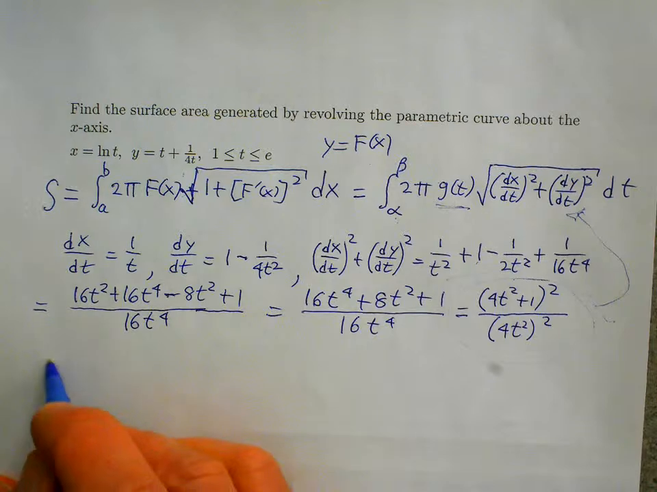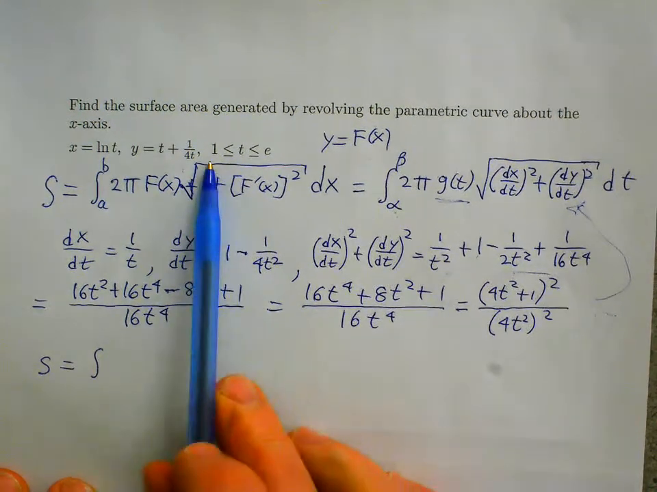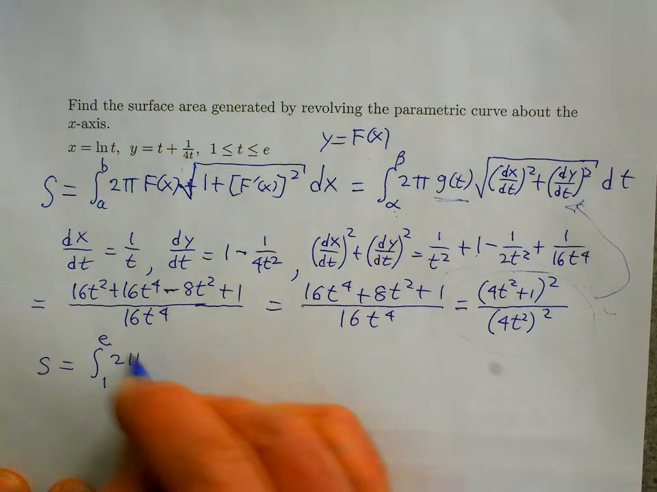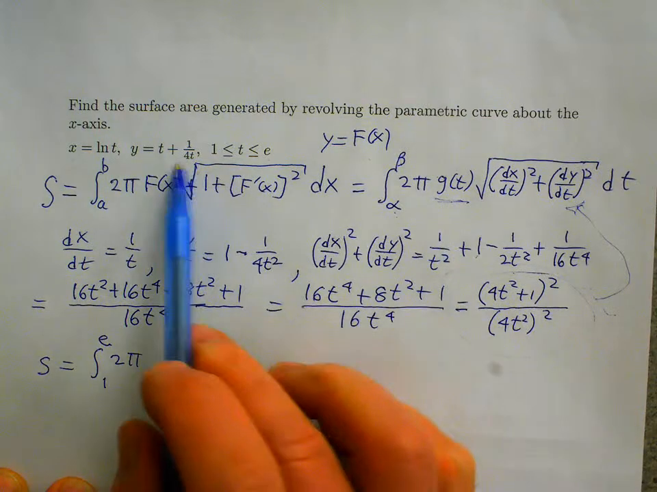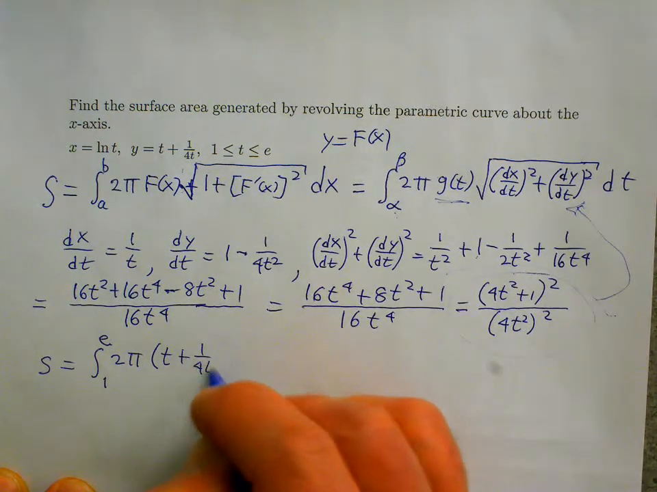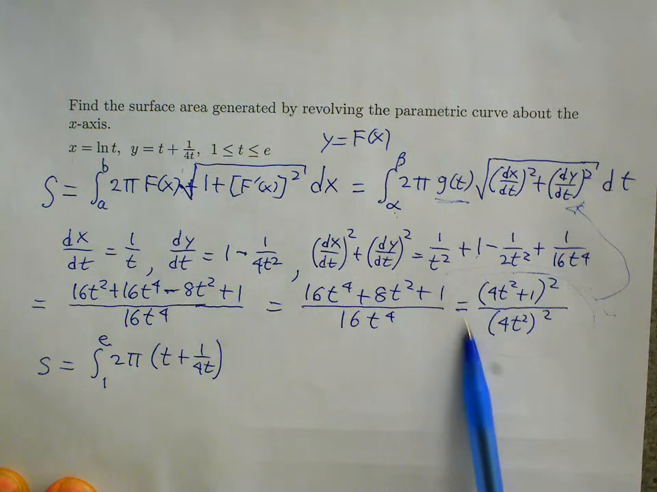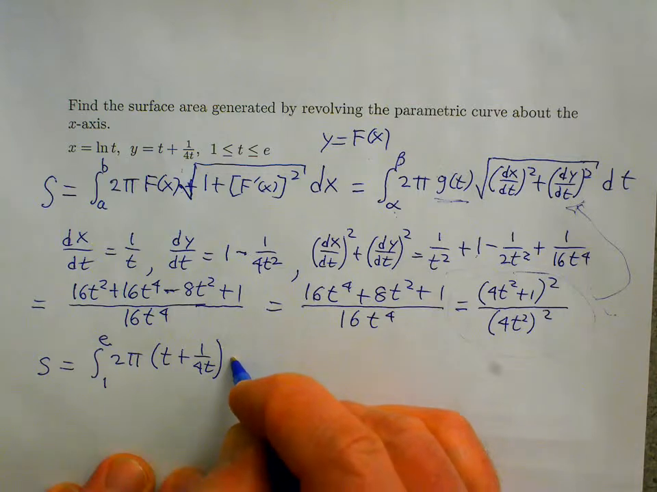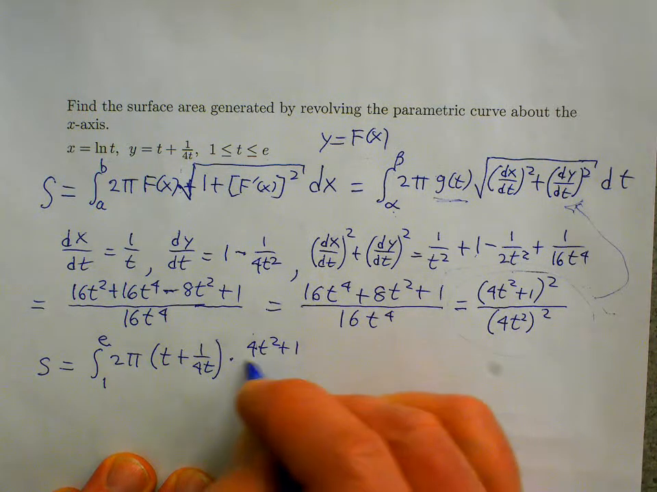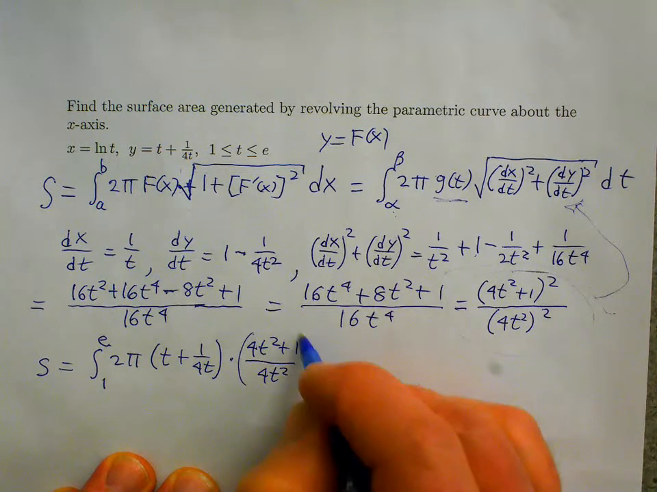Well, we can write down the surface area integral. It ranges from 1 to e. 2 pi times g of t, which is t plus 1 over 4t, and then the square root of this is just going to become 4t squared plus 1 over 4t squared, dt.